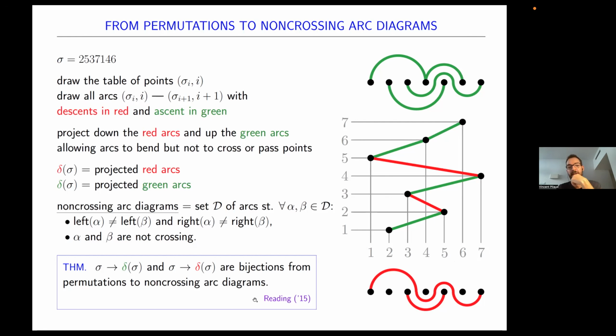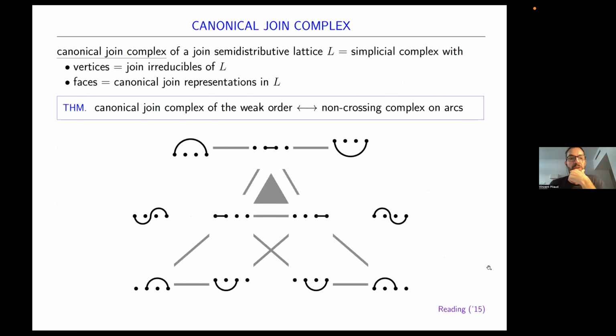The reason is that this is just an encoding of the canonical join representation of each permutation, and the weak order is semidistributive. So when you have a semidistributive lattice or a join semidistributive lattice, then you can construct what is called the canonical join complex. So it's a complex whose ground set is the set of join irreducibles, and the faces are the canonical join representations. So for each element in your lattice, you compute the canonical join representation and you represent it in your canonical join complex.